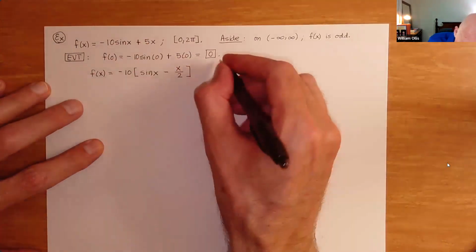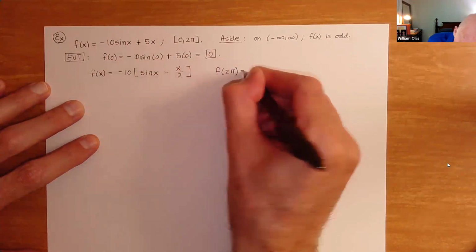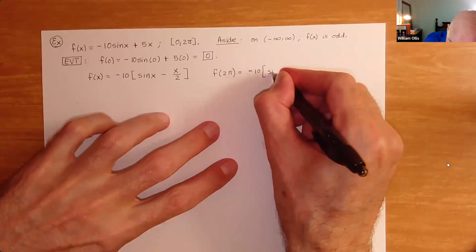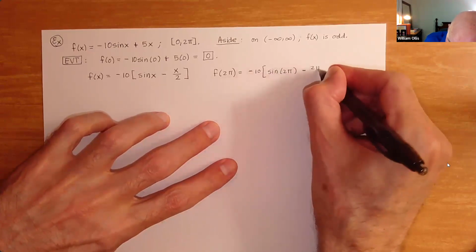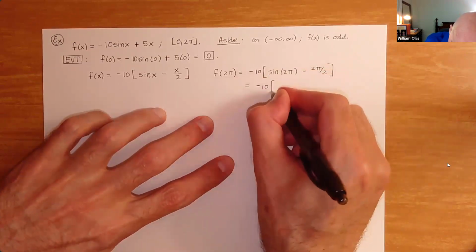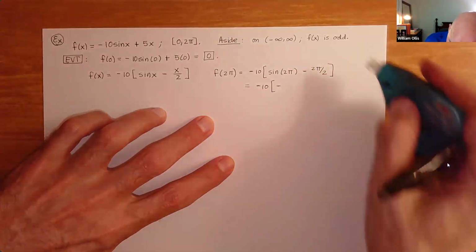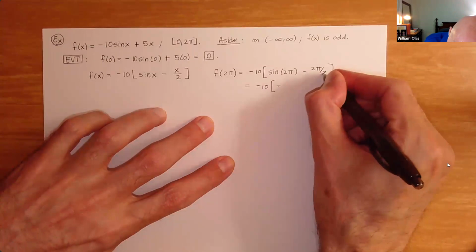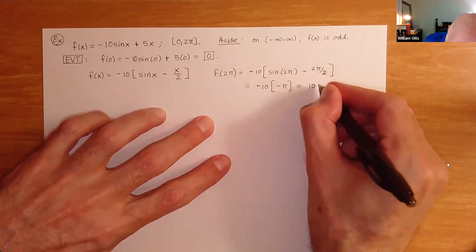So now, of course, let's go ahead and look at this. f of 2 pi will give us negative 10 times sine of 2 pi minus 2 pi divided by 2. Of course, the 2's will absorb. So we have negative 10, and of course, sine of 2 pi is 0, so we have another negative. Let me make sure this is clear. So we have a negative pi, which just gives us 10 pi.